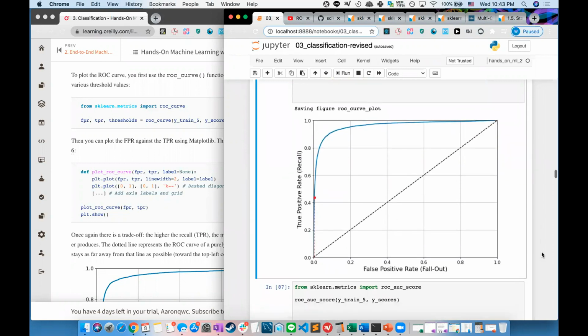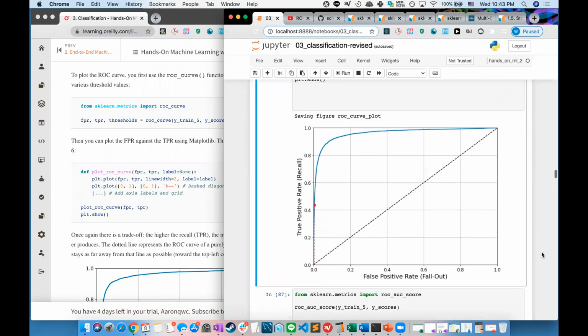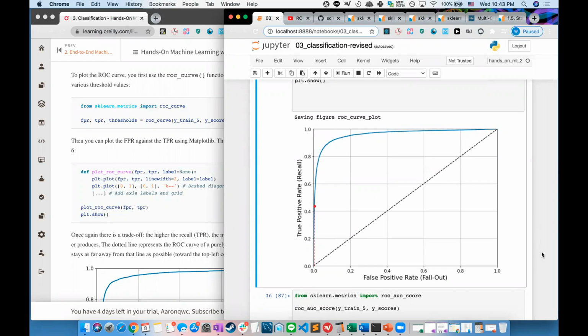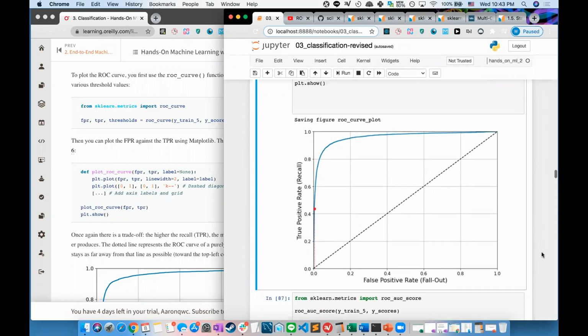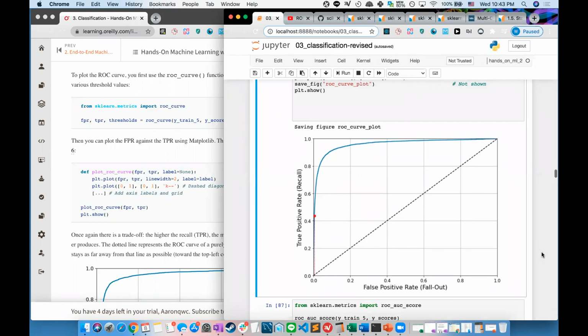Cool. Regarding my question, this blue curve, the intention should be to make the blue curve only go towards the top left. Oh, that should not be the only intention. The actual intention should be to make the curve as far away as possible from that diagonal line. That is true. But if you were to do everything correctly, then your ROC curve is always going to be above 50%, right?